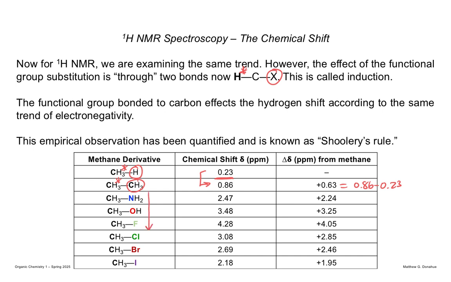So increasing electronegativity, you get these bigger jumps. And so also what that's telling you is when you start seeing signals in those regions, there's most likely a heteroatom attached to the carbon. And then the third column is, again, just the difference from methane.